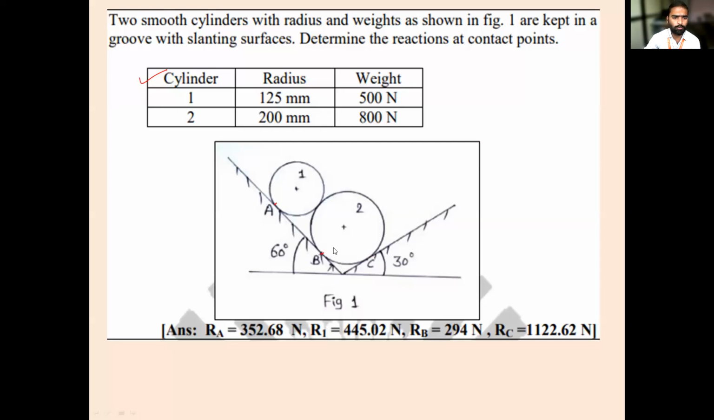Okay, so RA point, RB. So next contact point is RC. RB is making a 60 degree and this is 30 degree. Okay, this is the point. I will take this point as D point. And the center of the first circle, I will take it as O1. And the center of the second circle, second sphere, I will take it as O2.